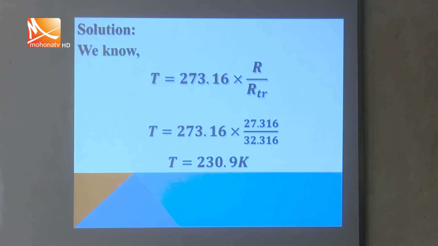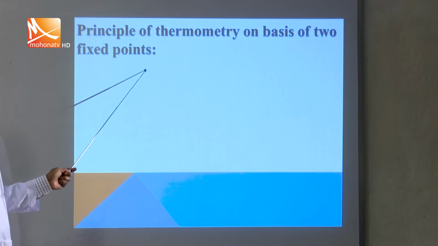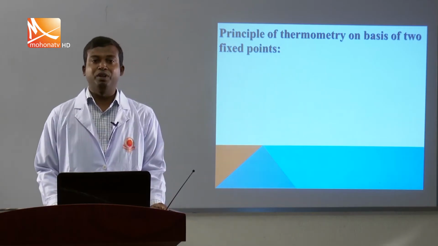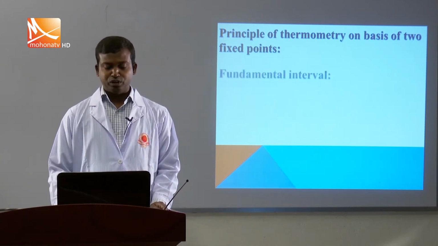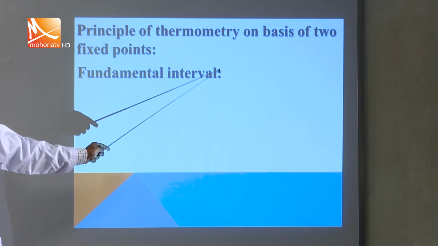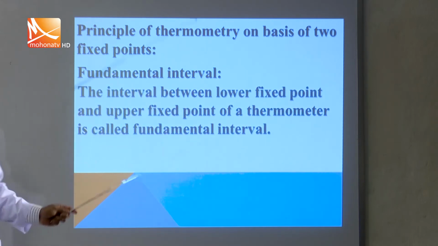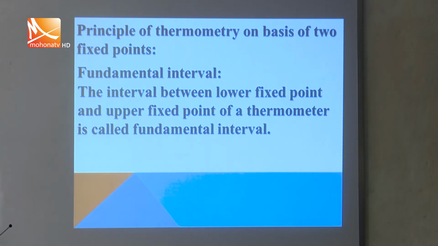That is all that we have discussed for making a thermometer with one fixed point. Now I am going to discuss a thermometer based on two fixed points. Two fixed points means it contains a lower fixed point and an upper fixed point, as I have told earlier. And you know that the interval between the lower fixed point and the upper fixed point of a thermometer is called the fundamental interval.